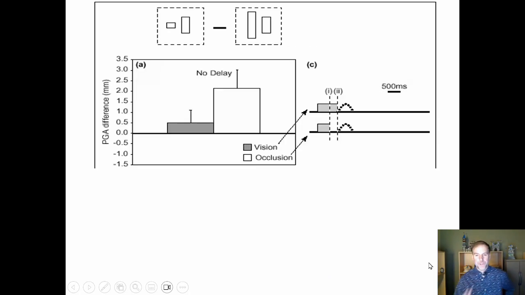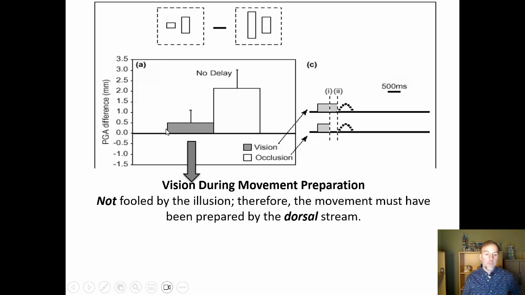So here are the results, just two bars. So here, this is the condition where you have real-time visual information as you prepare your movement, and this was comparable to 0. So they said, okay, difference score of essentially 0, no visual illusion, that must mean you used your dorsal stream. And that kind of makes sense with everything we saw with DF and RV so far.